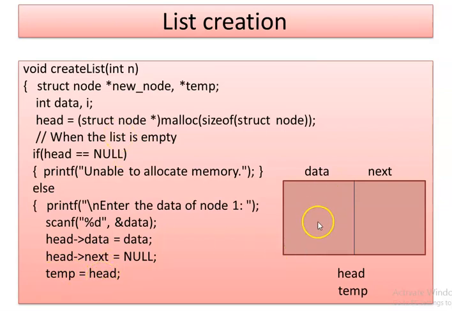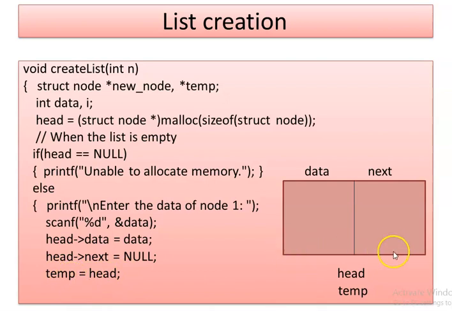Head will be having the address of this node. If head is stored with the address of this node, the name of this node becomes head. And that value is assigned to temp, because temp is also a pointer to node. So now temp and head are having the same value with this statement. That means this node can be represented using head as well as temp. Why? Because they are both equal.